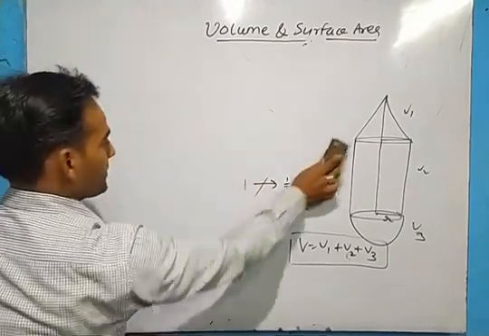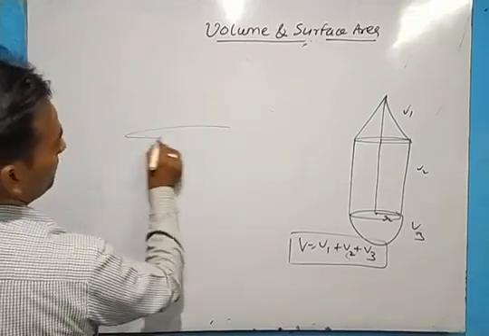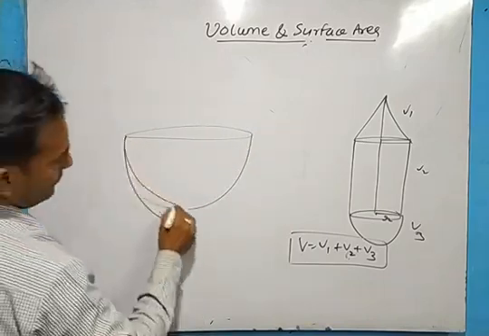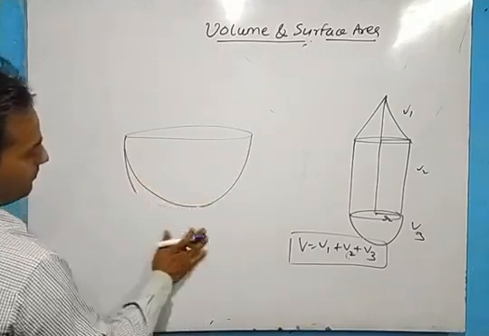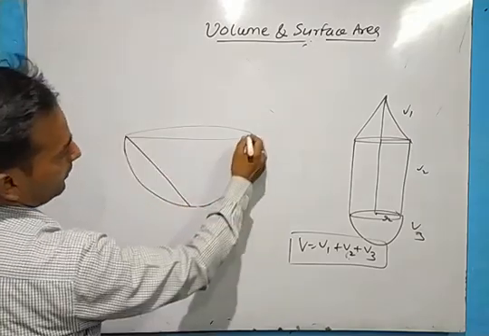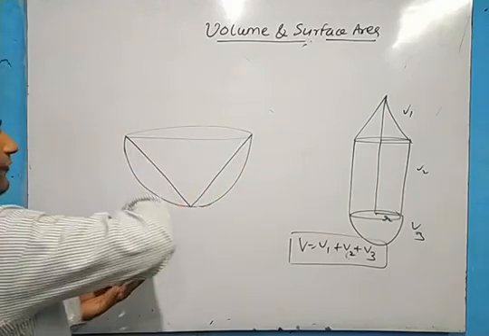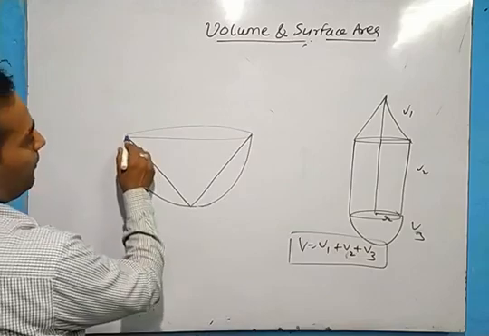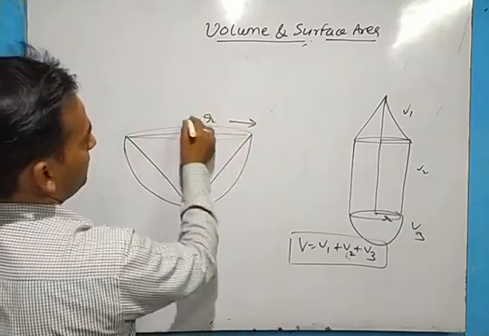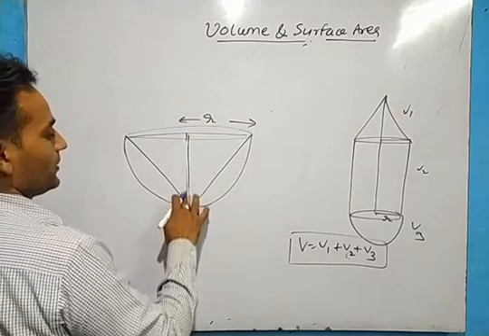Now one more term is there. If we have any solid hemisphere, just assume, and a cone has been cut out or drilled out, you can say. If we drill out this cone, what will be the volume of the remaining solid? If the radius is r and the height of the cone is equal to the radius of the hemisphere.